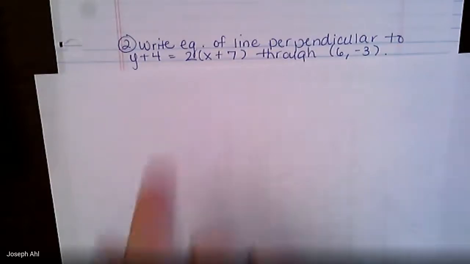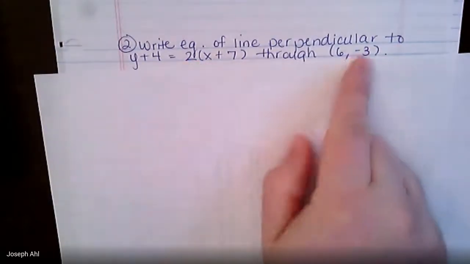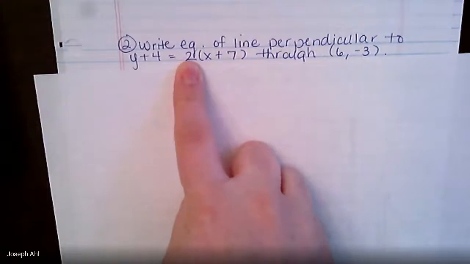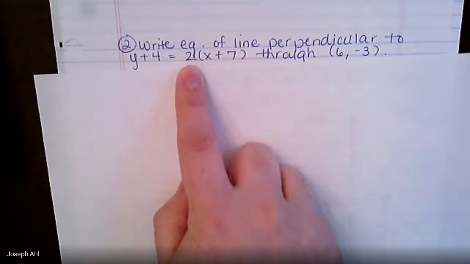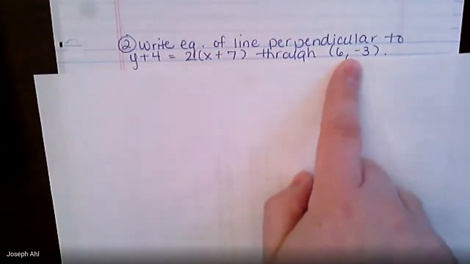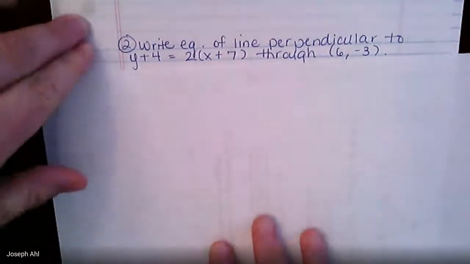Okay, so if I want to be perpendicular to this line through this point right here, I really want to concentrate on that slope first. The slope is 2. So I'm hoping you're thinking in your head that the perpendicular slope would be -1/2, right? That would be 2 over 1. So I want a slope of -0.5 through the point 6, -3.